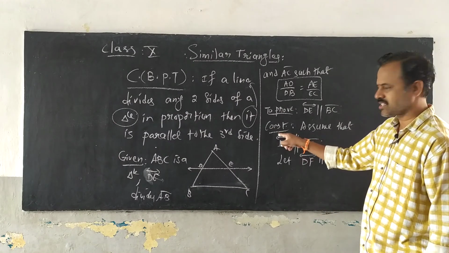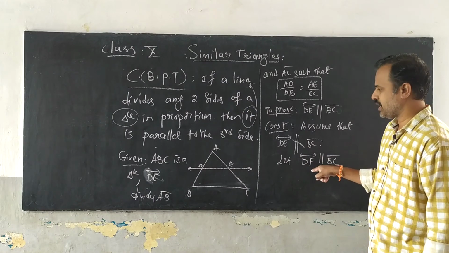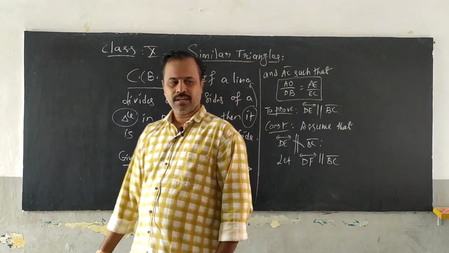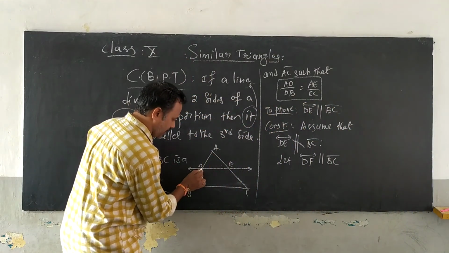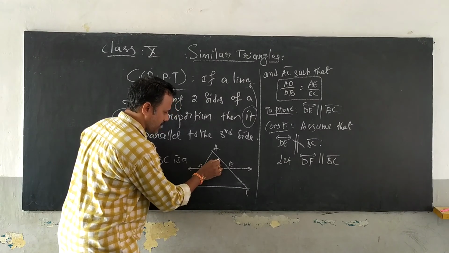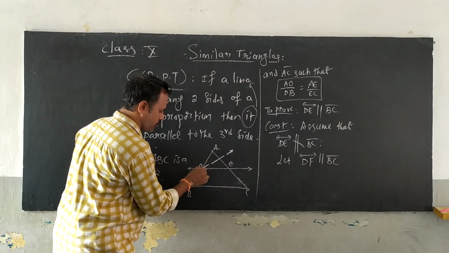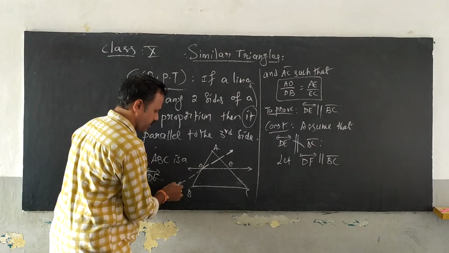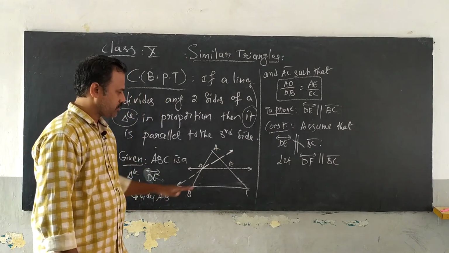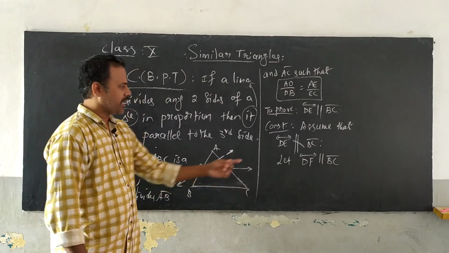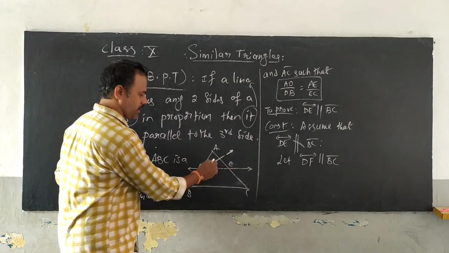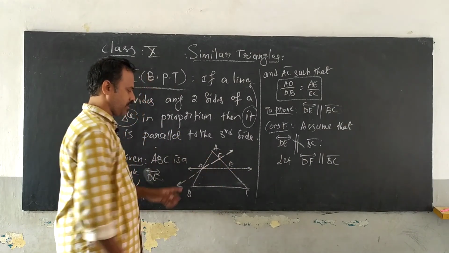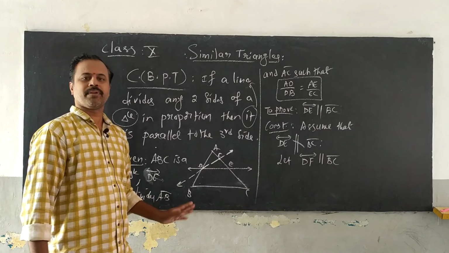That means it is a construction. So we have to make a DF line construction here, isn't it? So I am drawing a line DF. See, this line is parallel to BC line segment. You may think, sir, this is a cross, how is it parallel? So we are assuming, now it is clear, okay? It is an assumption, DF is parallel to BC.